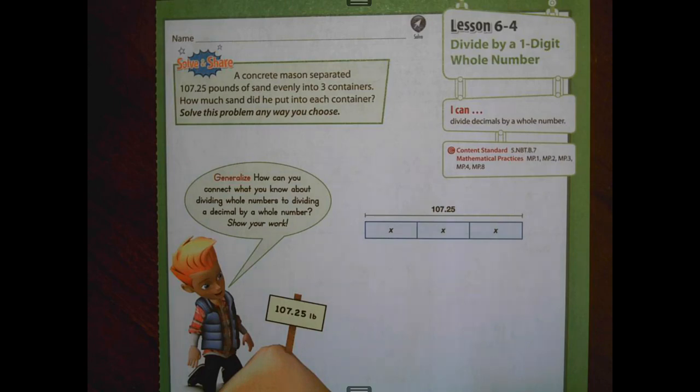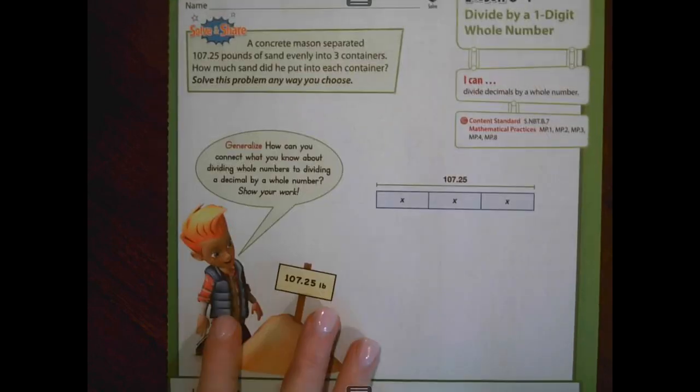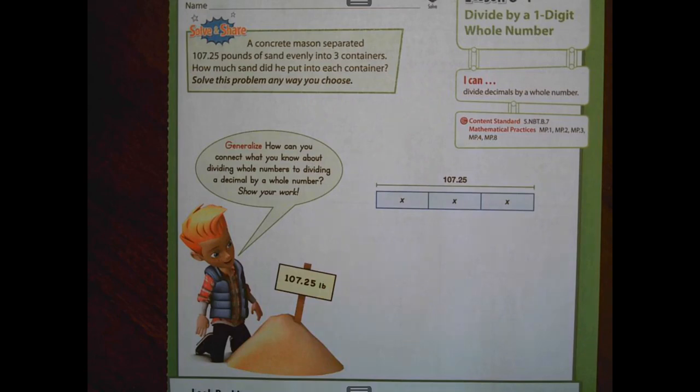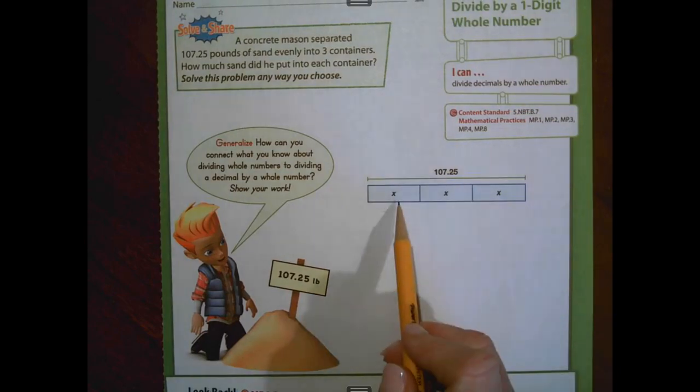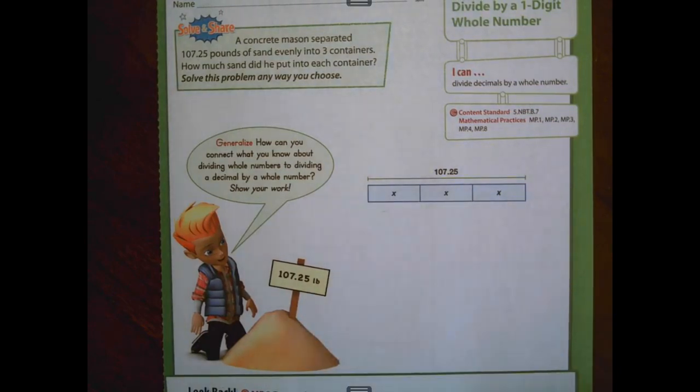We have a concrete mason who has separated 107 and 25 hundredths pounds of sand evenly into 3 containers. How much sand did he put into each container? The little 5th grade helper says, how can you connect what you know about dividing whole numbers to divide a decimal by a whole number? Show your work. All right, so here we have our little bar diagram that shows that we are creating 3 equal but smaller groups out of 107 and 25 hundredths pounds of sand.